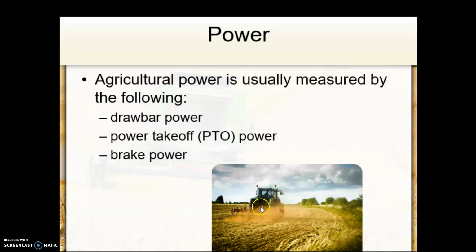Power takeoff power refers to the power takeoff shaft. At the back of every tractor, there's going to be a shaft that sticks out. That shaft can be connected to different implements. A manure spreader, for example. Manure spreaders, the modern ones anyway, are powered by power takeoff. The engine powers that shaft and turns it, and as that shaft rotates, it can power a variety of different implements.